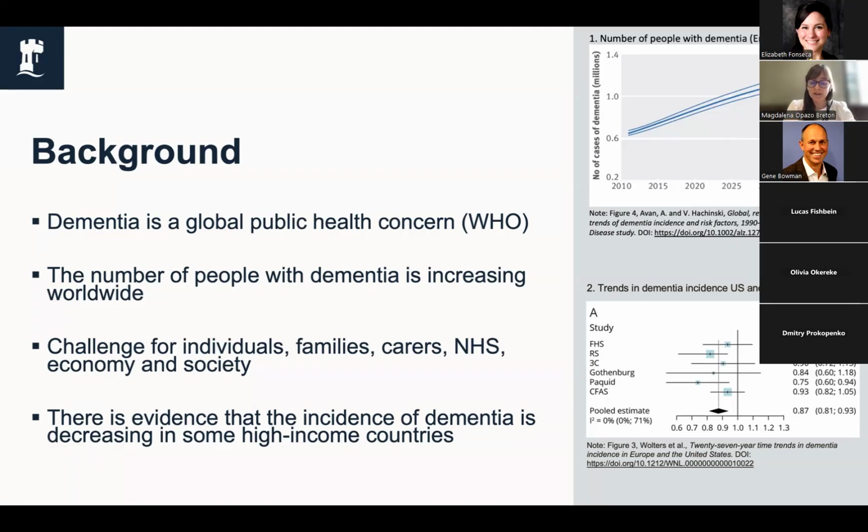However, the latest literature, the paper from Walters 2020, suggested that in some high-income countries, the number of people with dementia is increasing, but the incidence of dementia is decreasing. And as we can see in figure number 2, studies for the US, for the UK, for the Netherlands, and for France show evidence that the incidence of dementia has been decreasing during the period 1988 to 2015.